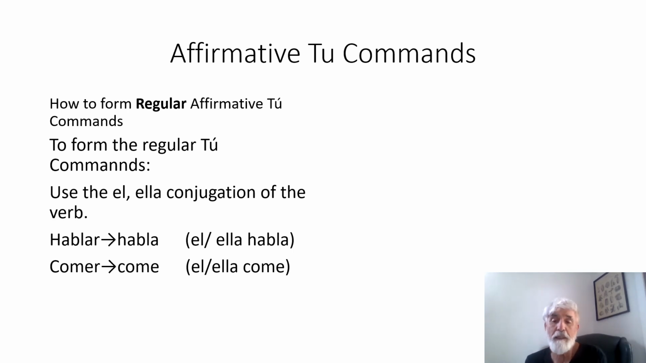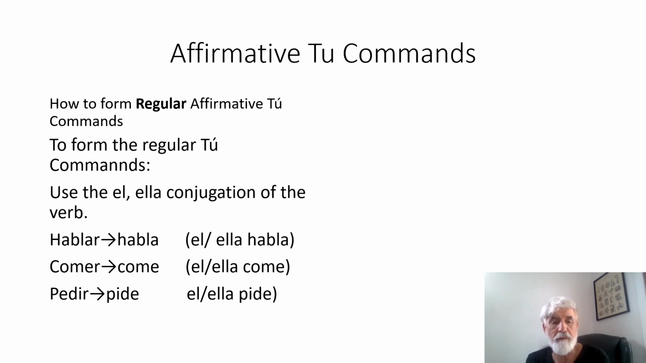Okay, let's look at an ER verb, a regular ER verb. So again, we would take the ella form of the verb, which is the stem, com, and then the e ending that always is added onto the ella form of the stem. Come, come, that means eat. Again, where did this come from? It's just the ella conjugation of the verb that we all can do.